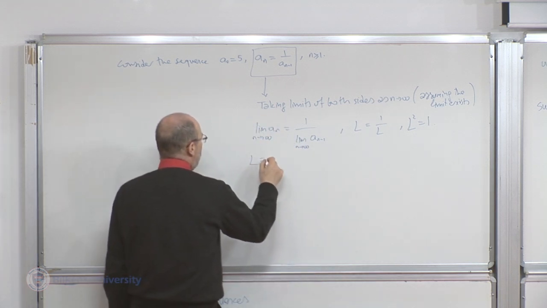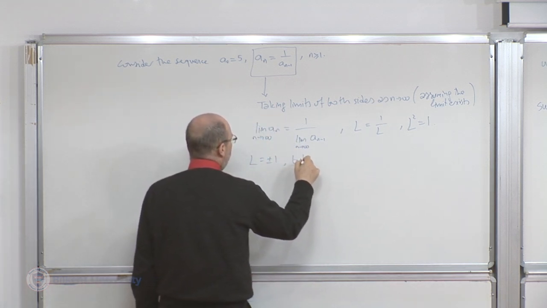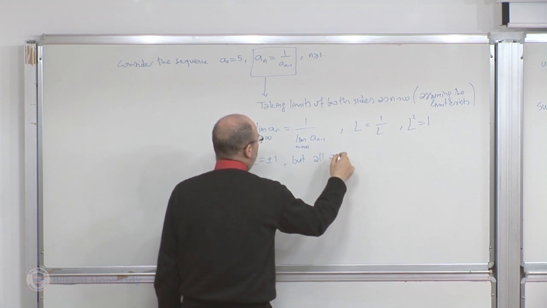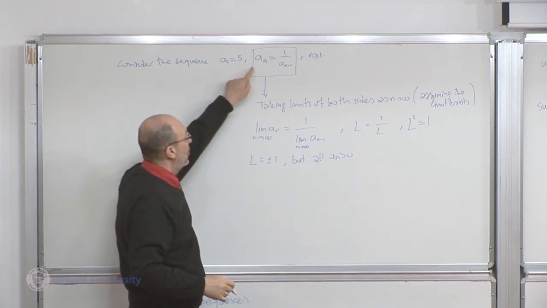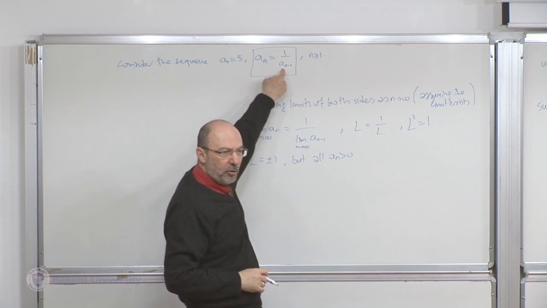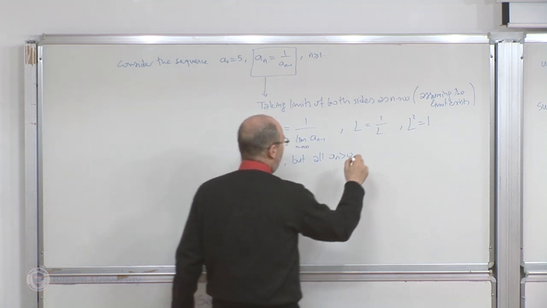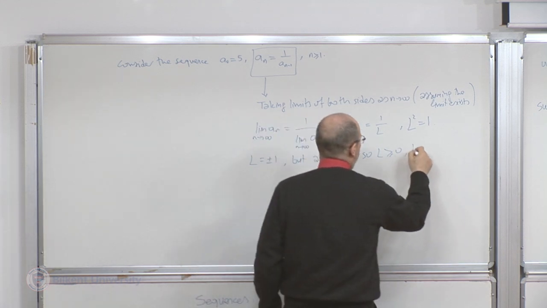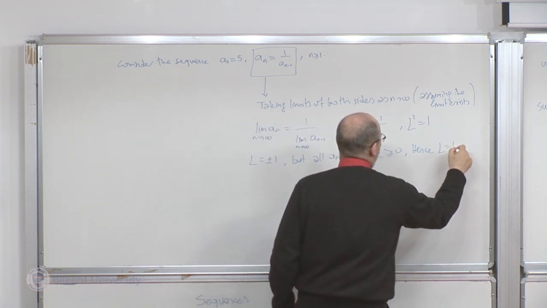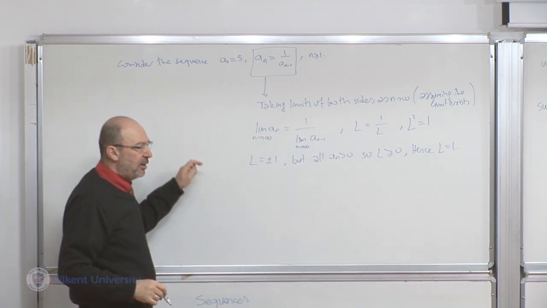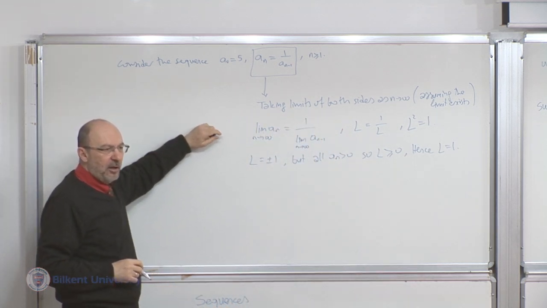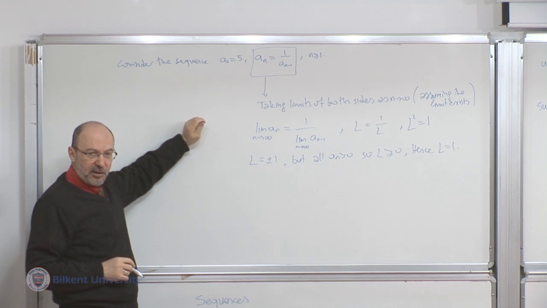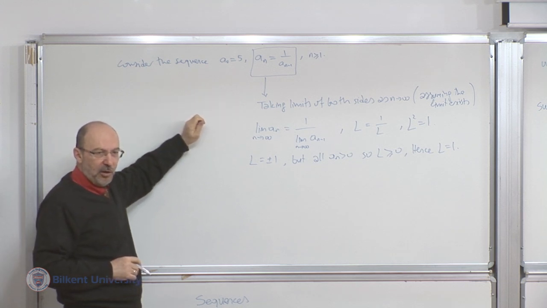So L is equal to plus or minus 1, but all a_n are positive. You take the reciprocal. You don't introduce a negative sign. So L must be greater than or equal to 0. Hence, L is equal to 1. So what we calculated here is if the limit exists, then it must be 1. But if the limit does not exist, then you just did that calculation for nothing.